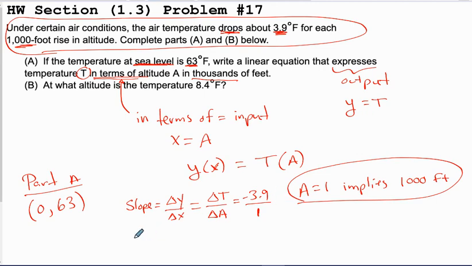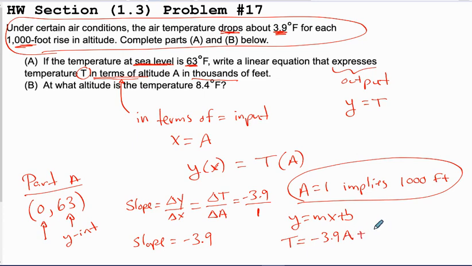So the slope equals negative 3.9. And because this has an x value of 0, that means that 63 is our y-intercept. And we can write y equals mx plus b as t equals, the slope is negative 3.9, replace x with a, plus 63 is our intercept. And that would be our linear equation for part A.